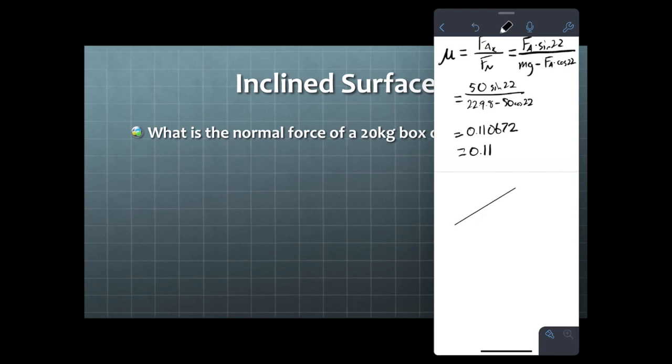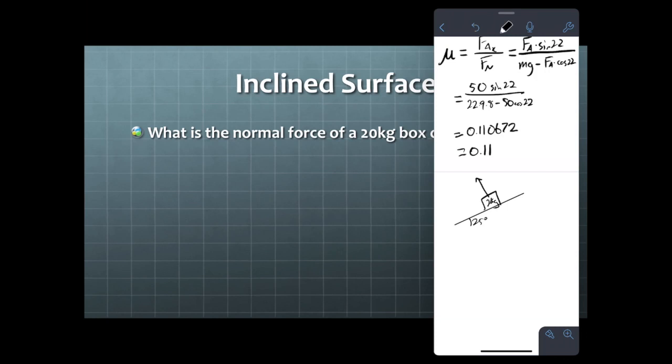In this situation, we have a ramp at 25 degrees, and on top of this ramp, we have a box that is 20 kilograms. We wish to find the normal force on this box. Remember, the normal force is always perpendicular to the surface. Since the box is at 25 degrees, the normal force will also be slightly off by 25 degrees.